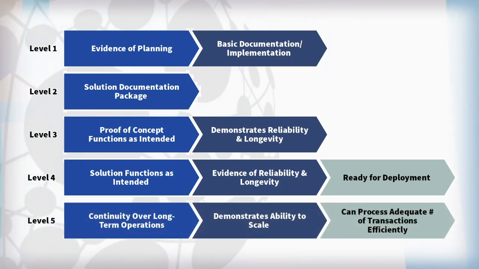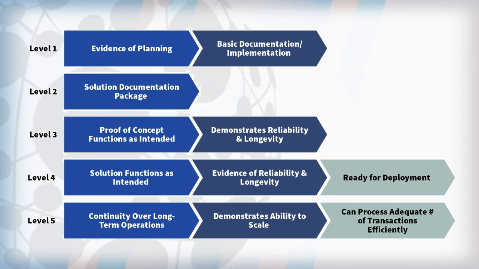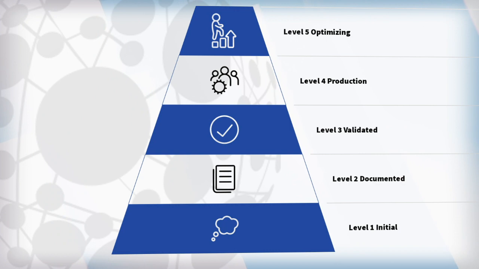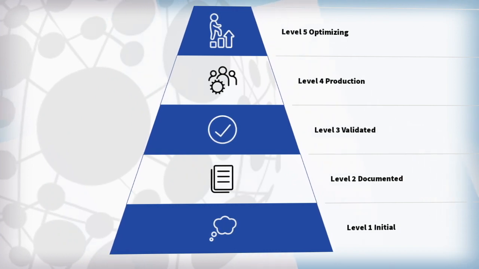A solution is assessed at Level 5, optimizing, when there's adequate evidence that it can be maintained continually with consistent and reliable performance over a long period. Solutions are also expected to demonstrate adequate evidence that they can adapt to the appropriate scale of deployment while maintaining consistent and reliable performance.